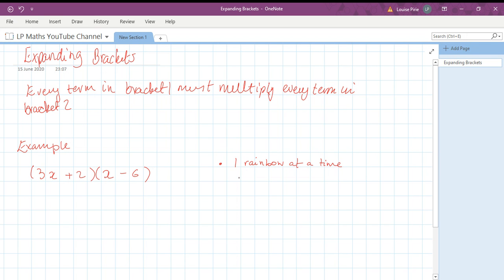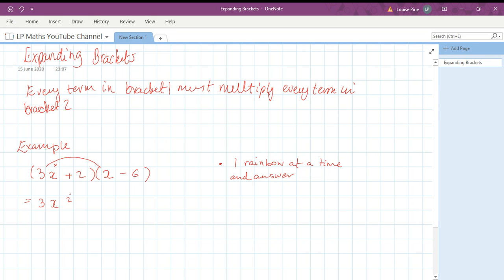And answer it. What do I mean by that? So what I'm going to do is I'm going to do a rainbow from 3x to x, and I'm going to do a wee multiply sign just to show me that I'm multiplying this. And 3x times x is 3x squared. So you see, I draw the rainbow in and then I immediately do that sum.